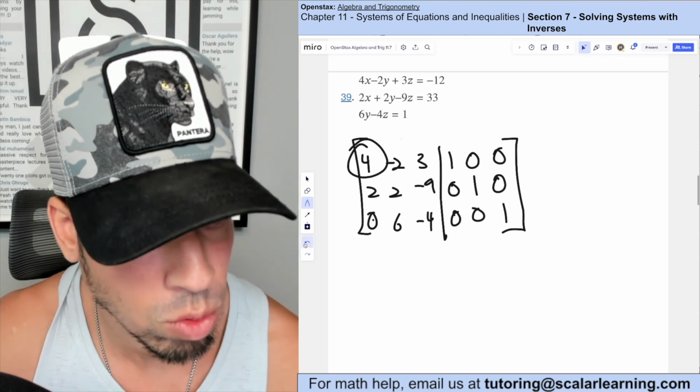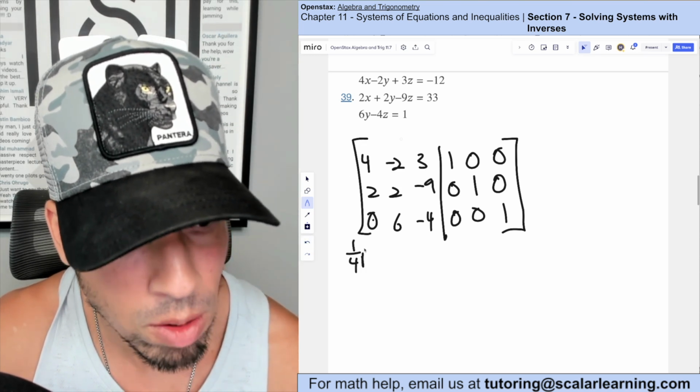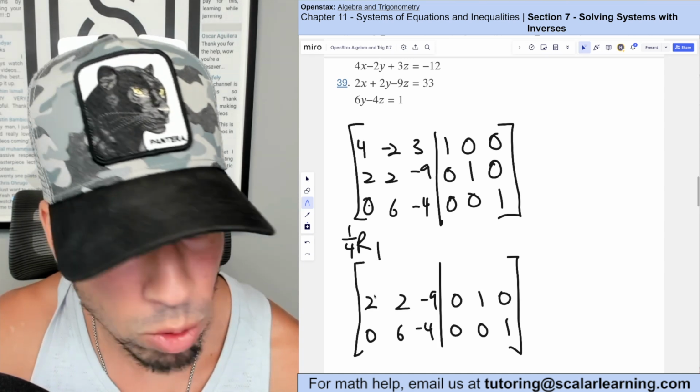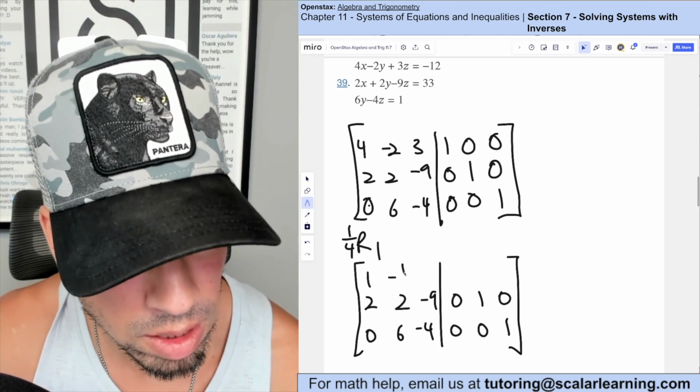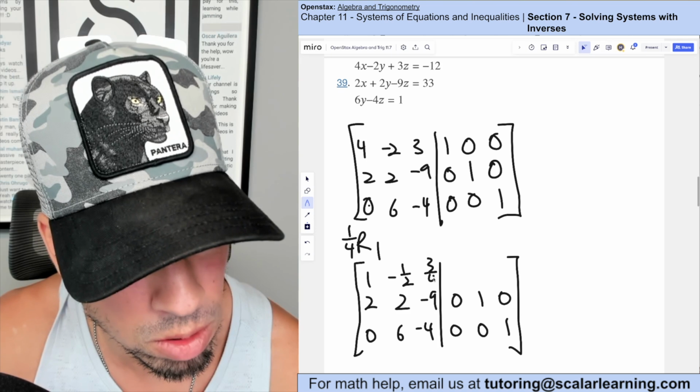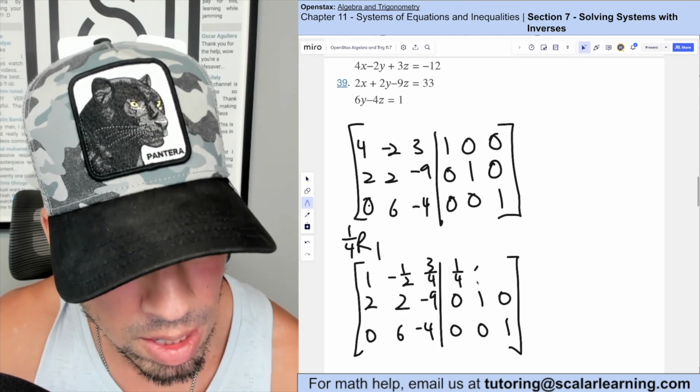So first I want to flip that to a 1. Let's multiply row 1 by 1/4. Let's write that out. So we got 1/4 times 4 is 1, 1/4 times negative 2 is negative 1/2, times 3 is 3/4, times 1 is 1/4, and then we got 0, 0.